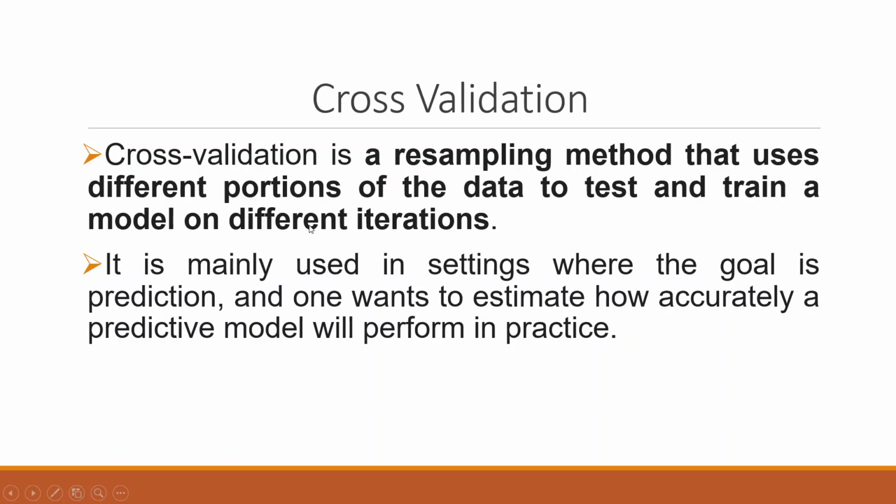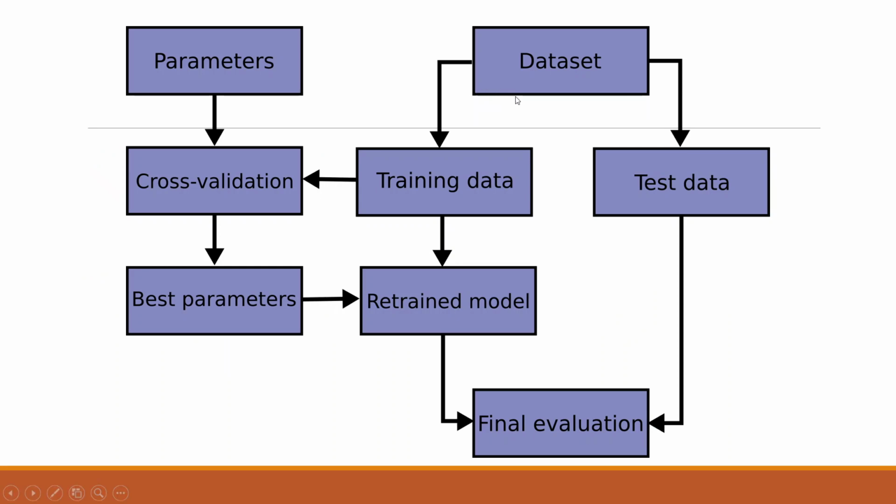Cross-validation is a resampling method that uses different portions of the data to test and train a model on different iterations. It is mainly used in settings where the goal is prediction and one wants to estimate how accurately a predictive model will perform in practice. So basically, we will divide the data into training and testing data sets. This training data will go into the cross-validation, where parameters are fed and the best parameters are selected. These selected parameters are again loaded on the model. The model is retrained, and this final model is evaluated with the help of test data.